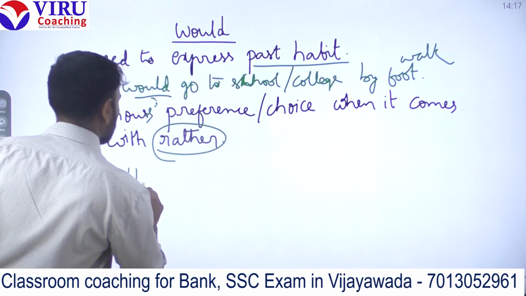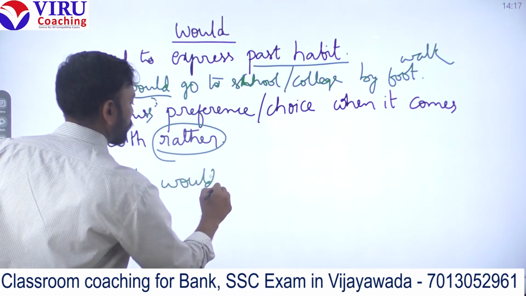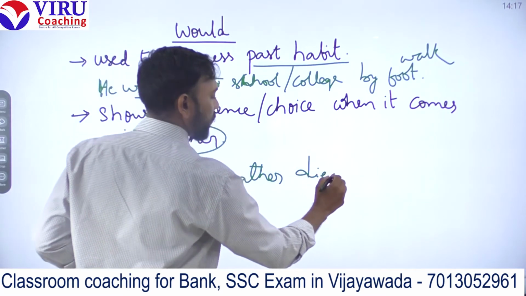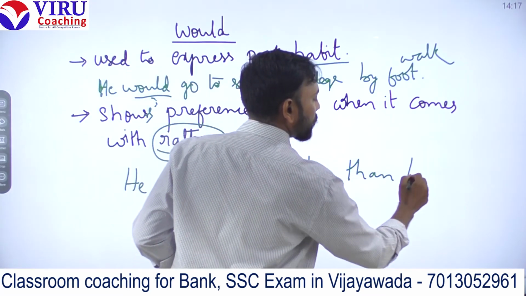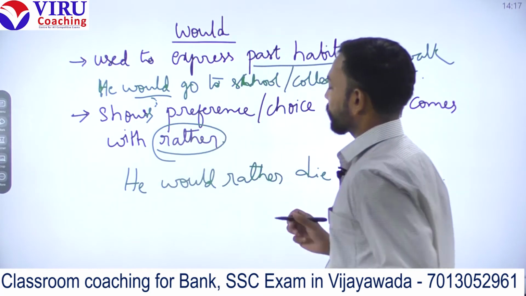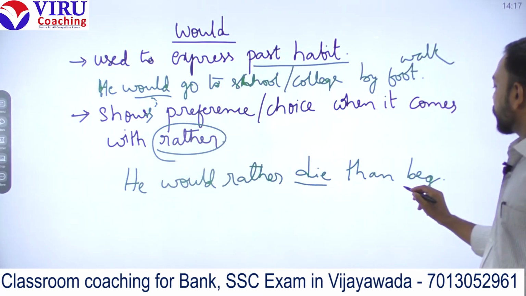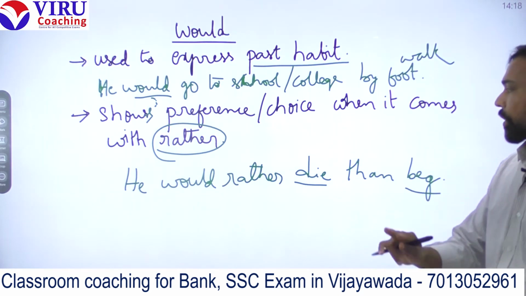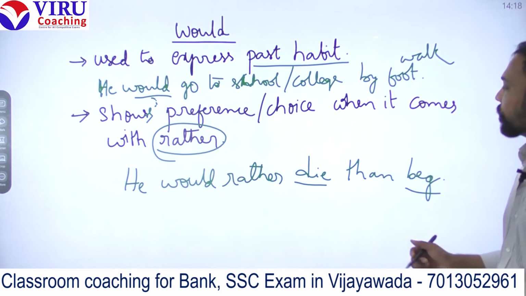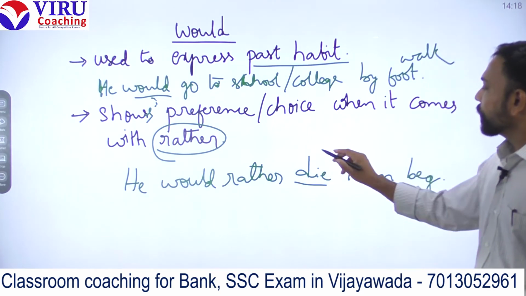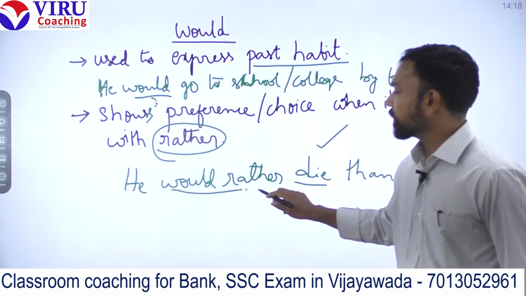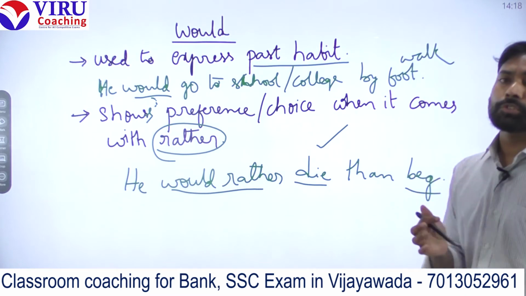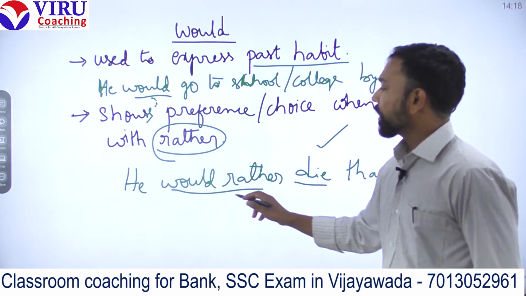He would rather die than beg. So death and begging, there are two choices. There are two alternatives here. Which one would you choose? So if you're going to choose this, you can use would rather. Between two choices here, either this or this. If you want to choose between two, you would use would rather.